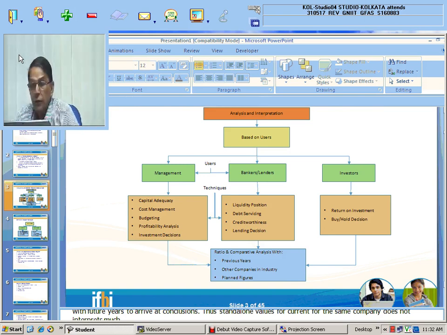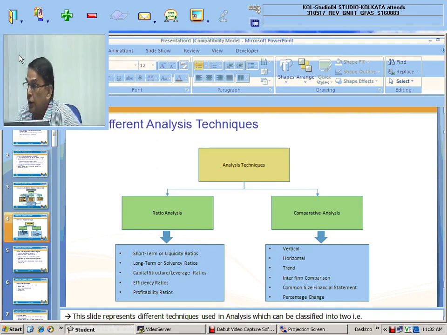The analysis techniques we will be talking about are, first, ratio analysis and, second, comparative analysis. Under ratio analysis we will be talking of short-term or liquidity ratios, long-term or solvency ratios, then capital structure or leverage ratios, various types of efficiency ratios and profitability ratios. So these are the 5 broad groups we are going to discuss. Under comparative analysis we will be discussing vertical, horizontal, trend analysis, interfirm comparison, common size financial statement analysis and percentage change method. So we will be covering some of them in greater detail.